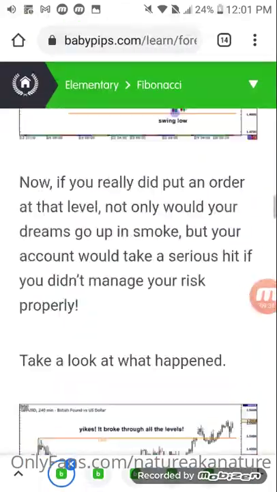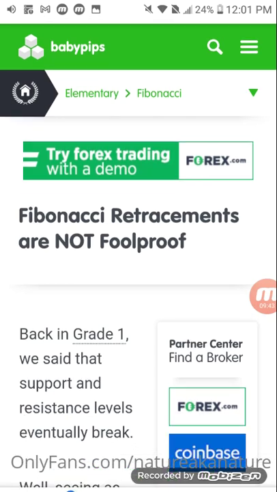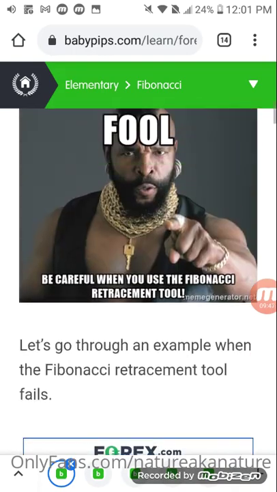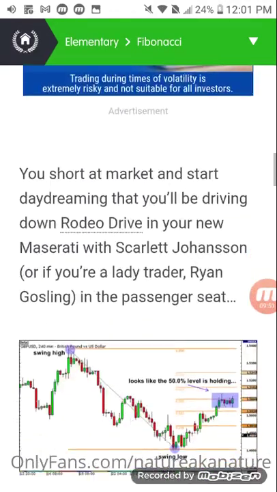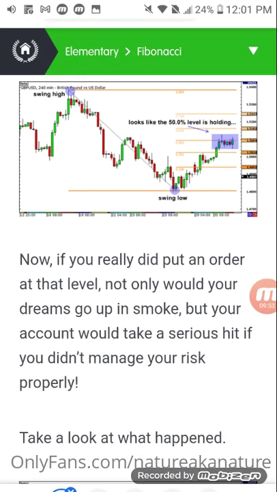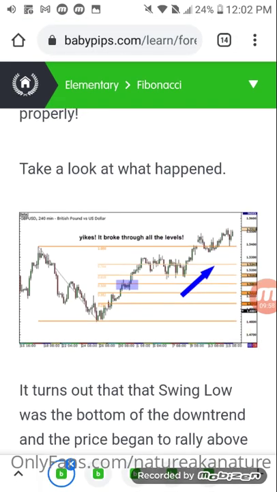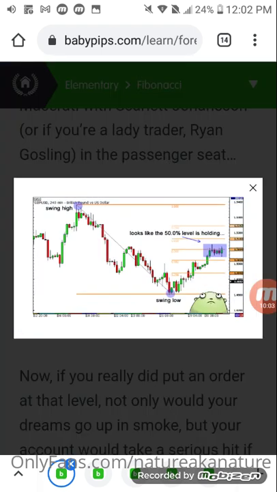All right, gang, this is how Fibonacci retracements are not always foolproof. As you can see, do not be fooled. Be careful when you use Fibonacci retracement tools. Price will not always be foolproof. The Fibonacci retracement is not always foolproof, as you see in this picture right here.